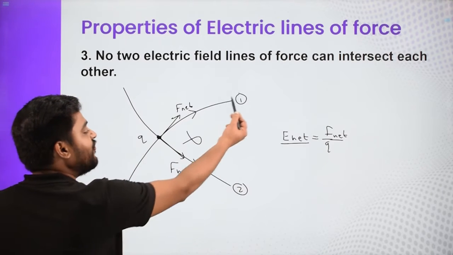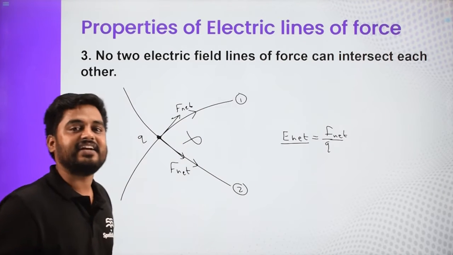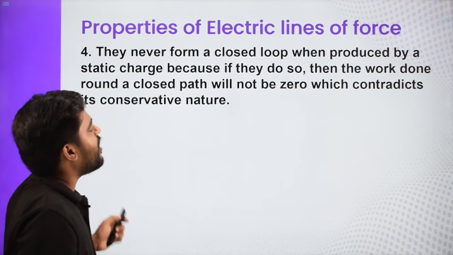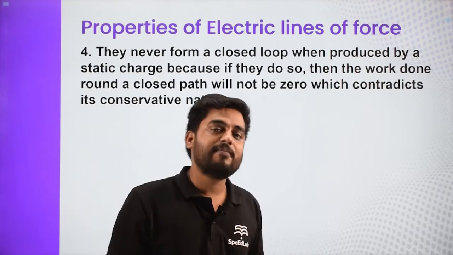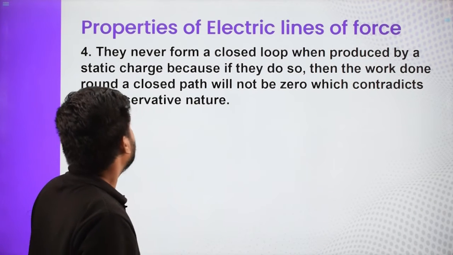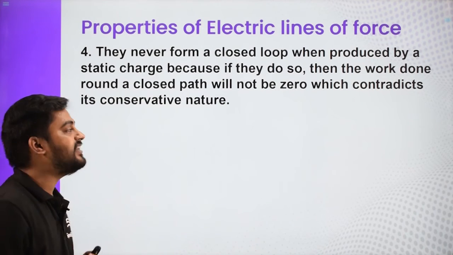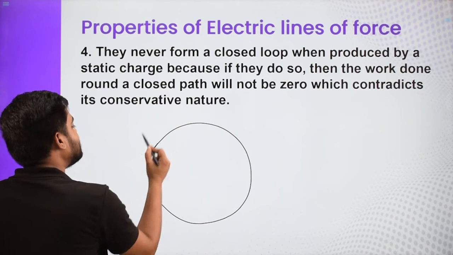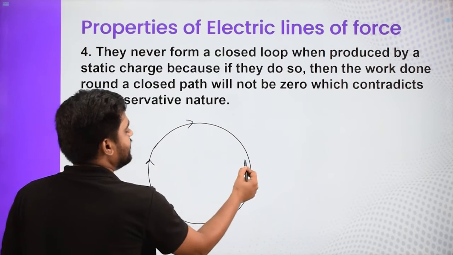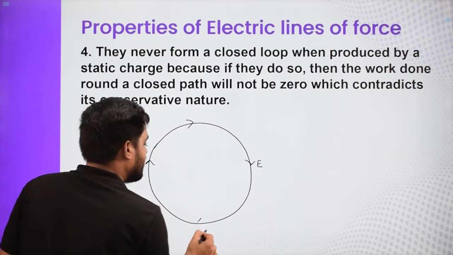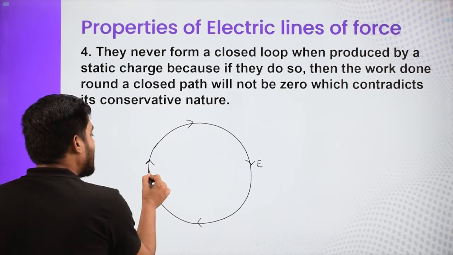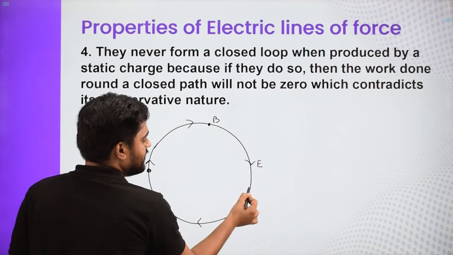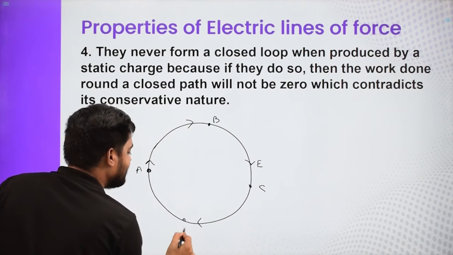So we'll say 2 field lines can never intersect each other. Now the next property is, electric field lines never form a complete closed loop. What will happen if they form a complete closed path? So suppose there is an electric field line which is forming a complete closed loop. Now, if you slowly move a charge from point A to B, C and D and then back to A.